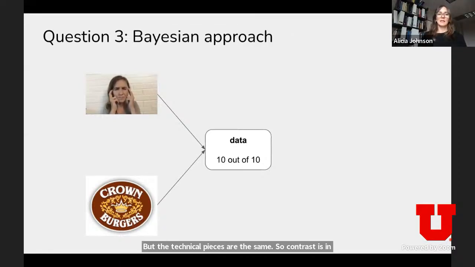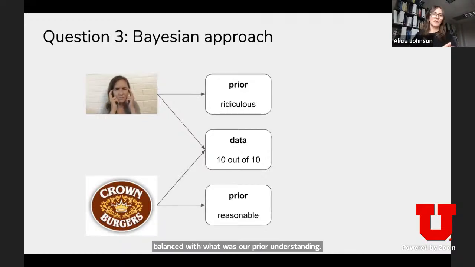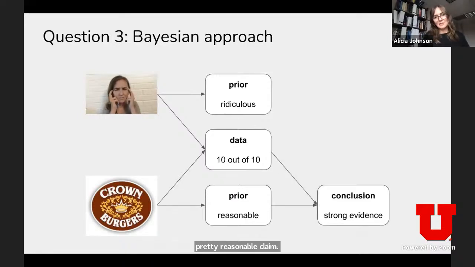We start with the same data, but this data is also balanced with our prior understanding coming into these experiments. So in the case of my claim, our prior understanding, based on all of our experience of the world, is that that claim was ridiculous, and that Mina's claim, on the other hand, of being able to distinguish between a meat-based burger and a vegan alternative, is a pretty reasonable claim. So in Mina's case, the data basically agreed with our prior understanding.